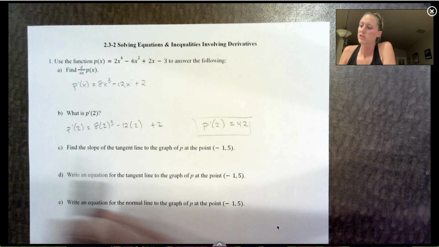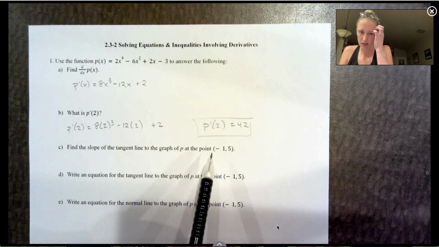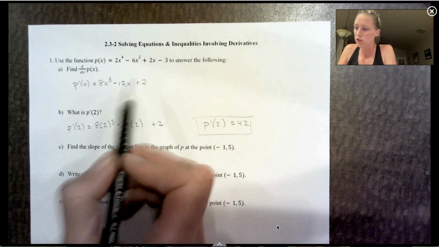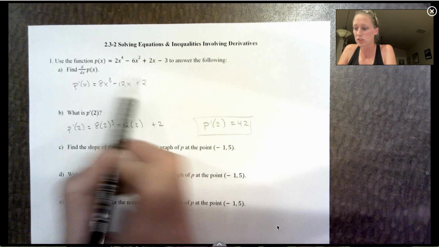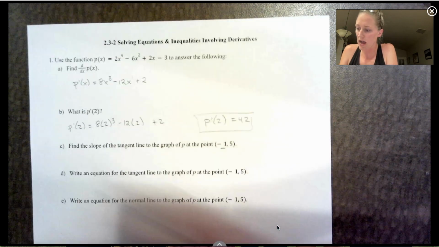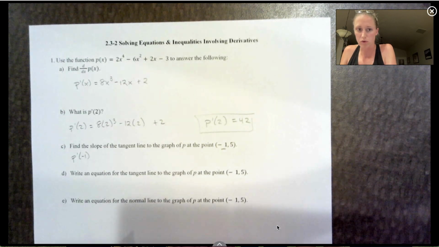Now it says find the slope of the tangent line to the graph of p at this point. Remember, the slope of the tangent line is the derivative. So we found this was the derivative function, but they want this particular point. So we're really going to find what is p prime of -1.